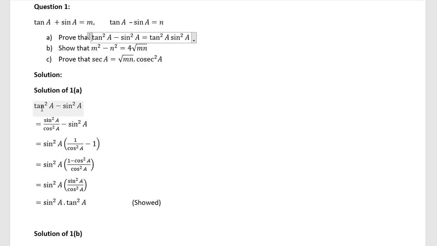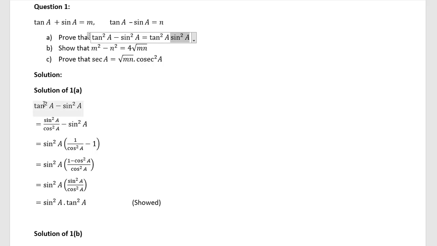Now this is tan square and sin square. We have to change this. We have to apply some formula, apply some calculation, and then we have to prove that the right side will be tan square a into sin square a. So we have to go to multiplicative form. Now if we could take common any of this item, either sin square a or tan square a, from this expression, then it will be solved.